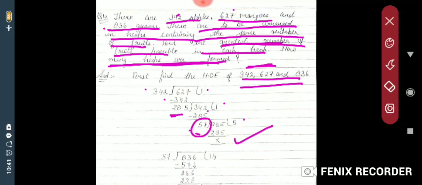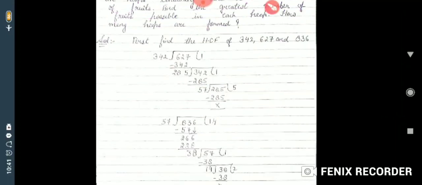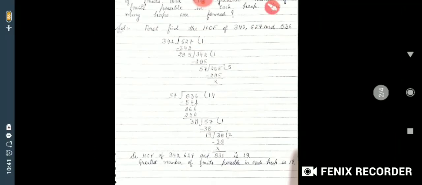So what is the HCF? 57. Now which number remains? 836. Now you will divide 836 by 57. Just see.